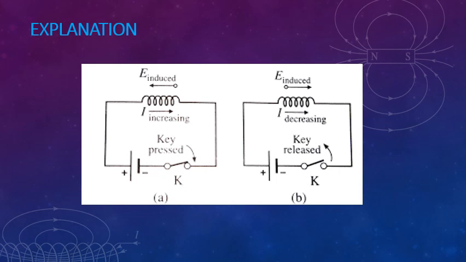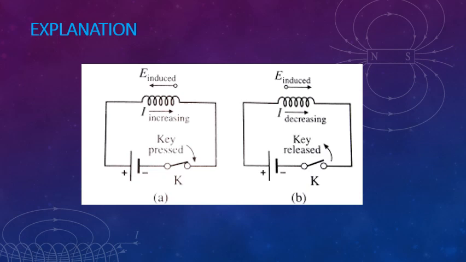Now, let us study self-induction in detail. Look at the first figure. Let us consider a solenoid or a coil connected to a battery and a key or a switch. Let us press the key or the switch so that the circuit will be closed. A closed circuit means current will be flowing in the circuit.